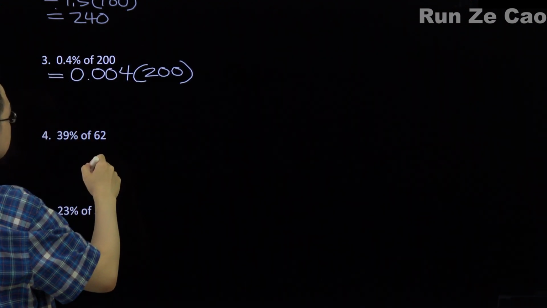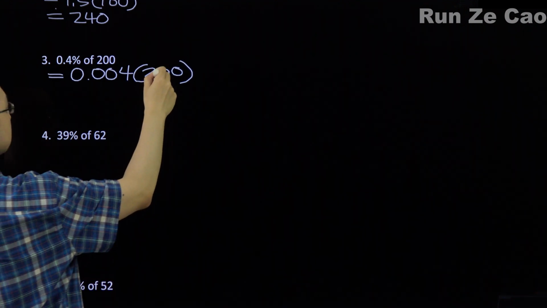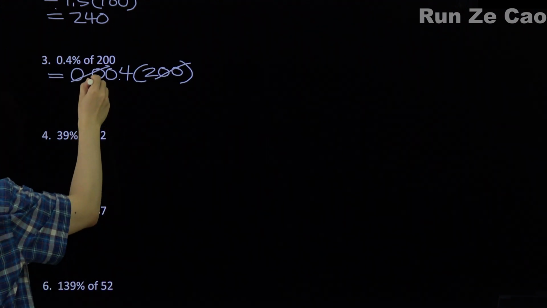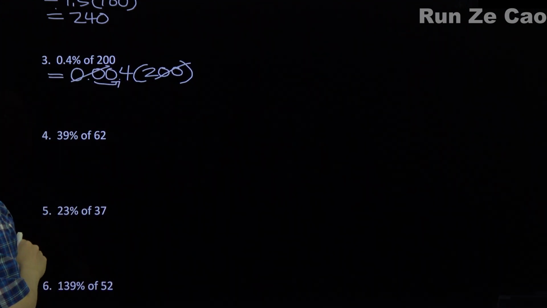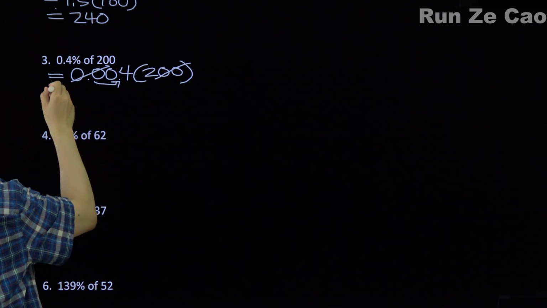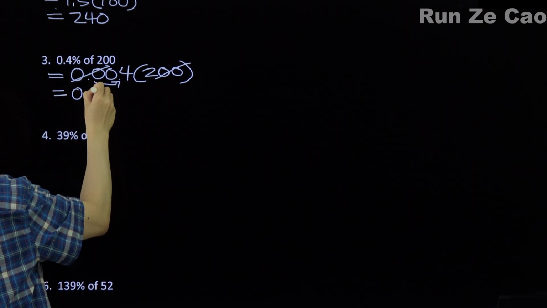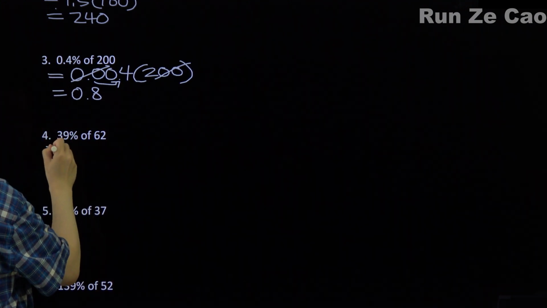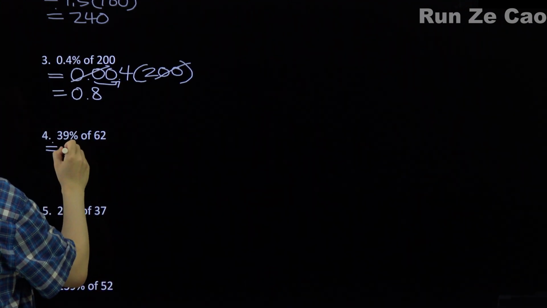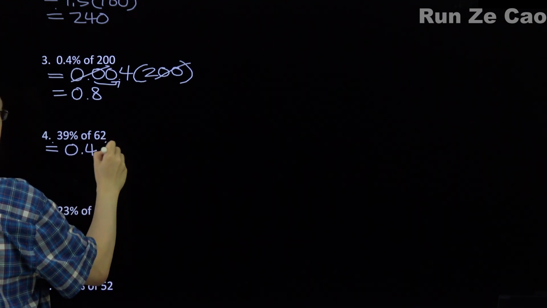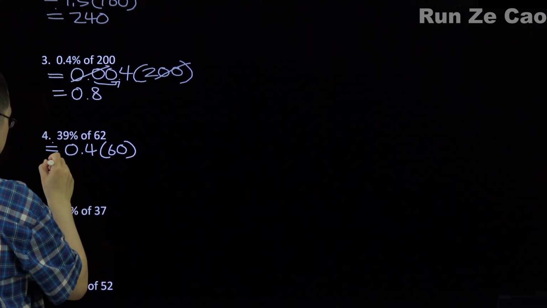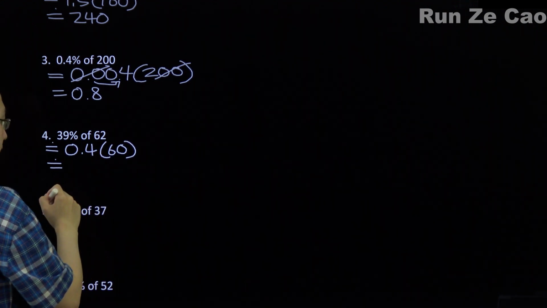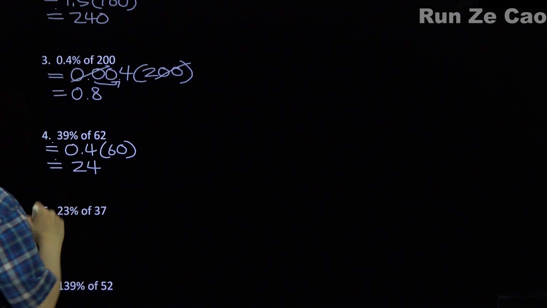Okay, so what happens? Well, you cancel out these and you put your new decimal there, or you can draw an arrow. And then it's 2 times 0.4 equals 0.8. 39% of 62 is approximately 0.4 times 60, which is 4 times 6, 24.